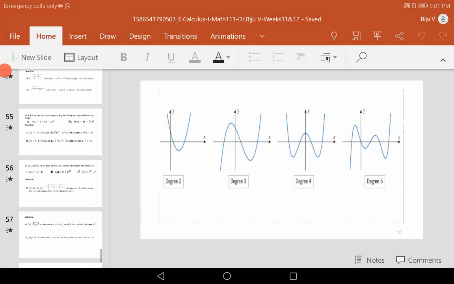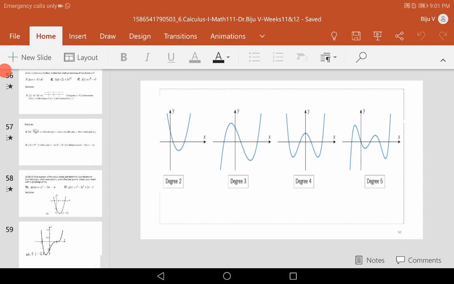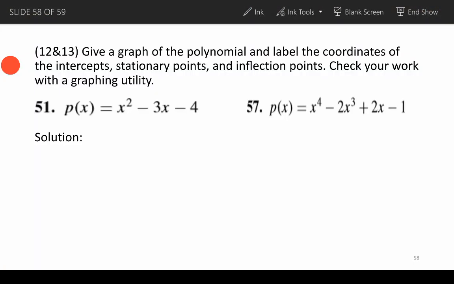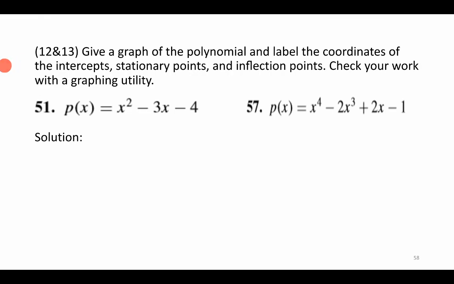Now let's go to the exercise problems. So this is a polynomial of degree 2. First one we are solving. And therefore only one concave up, it will be like a parabola, isn't it? Only one concave up will be there, so we have to find concave up. It will be a parabola, isn't it? Okay, let's try now.